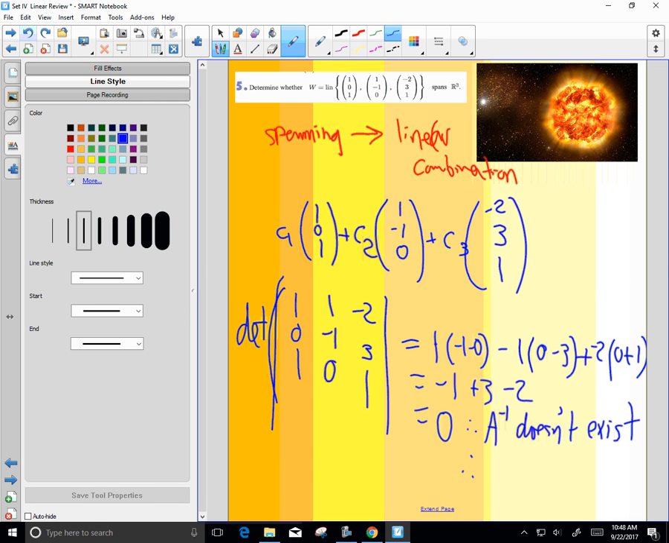Therefore, W does not span R3. That's a quick way to check it. And last, oh, this was the last one on this set. I'm going to save that.